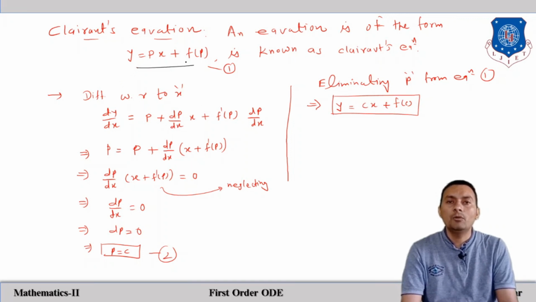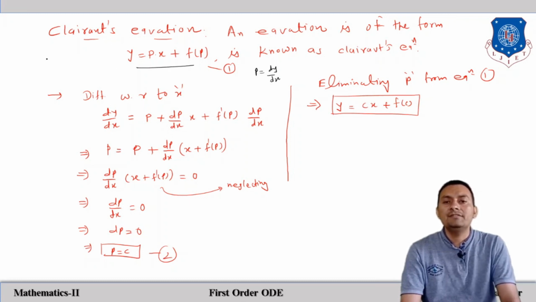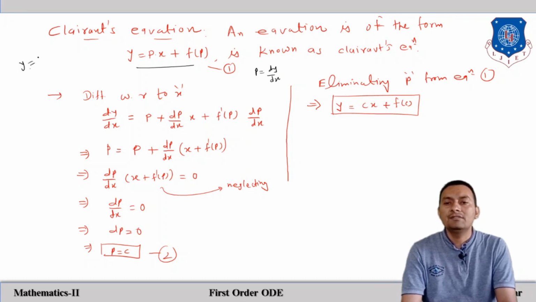y is equal to p x plus f of p, where p is nothing but dy by dx. So in that case, what do we have to do? We can say that y is a function of x and p. That means I first differentiate with respect to x. So we will have dy by dx equals p plus x dp by dx plus f dash p into dp by dx.